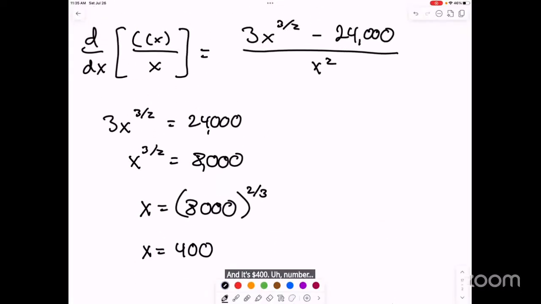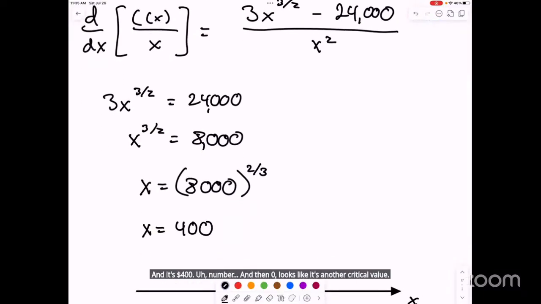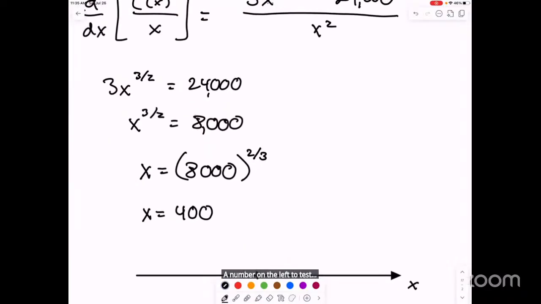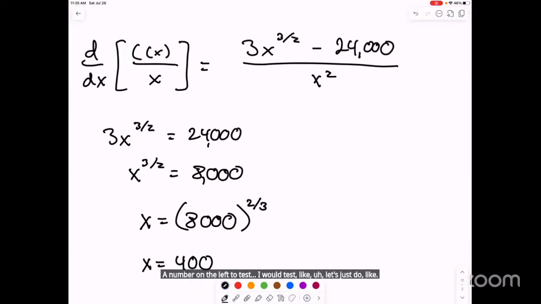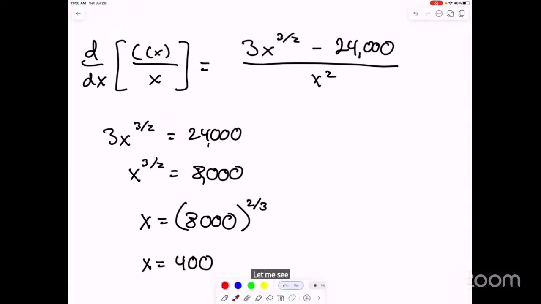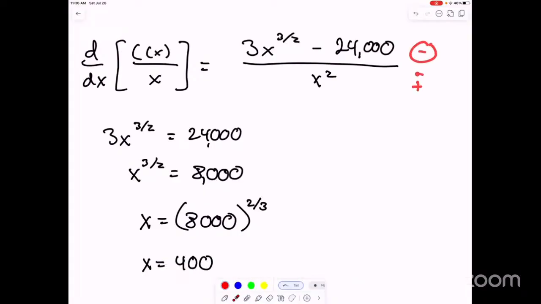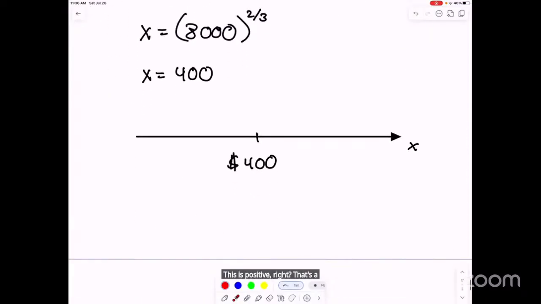And then 0 looks like it's another critical value. The number on the left to test, I would test like, let's do like 200. Let me see. Let's do an easier number like 100, right? Square root of 100 is 10 to the power of 3 is 1,000, so 3,000. So this is going to be negative. This is positive, right? That's a good omen.